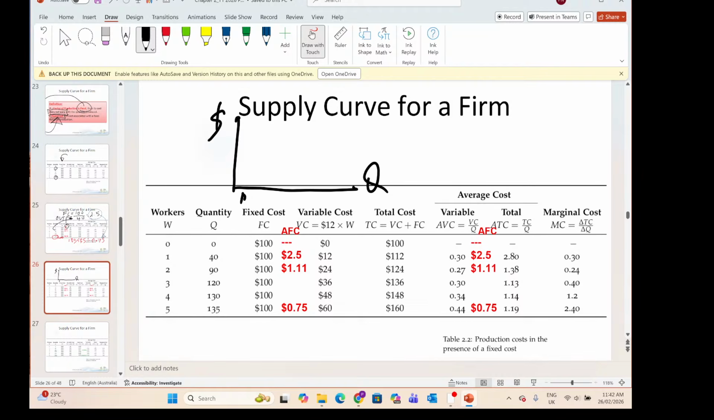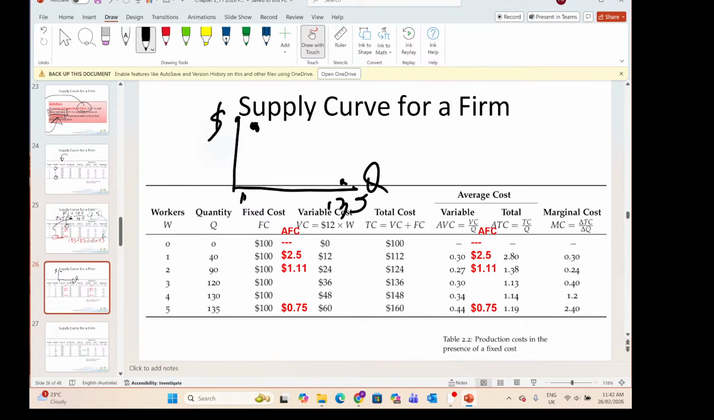What would be the average fixed cost? Well, we've got $100 of fixed cost. So I've drawn a dot at the top. We imagine that to be $100. But what would the average fixed cost be when we get out here to 135 goods? Well, the average fixed cost, of course, is much lower. So our average fixed cost falls a lot to begin with.